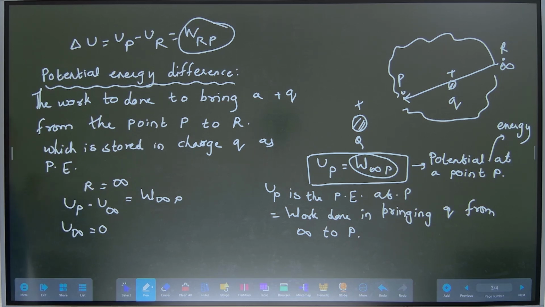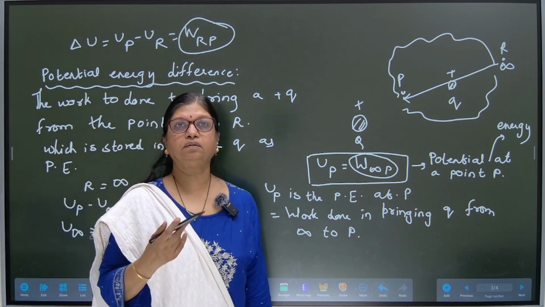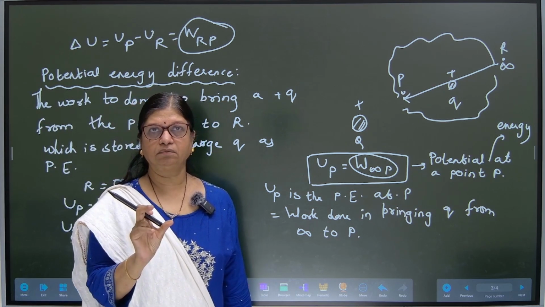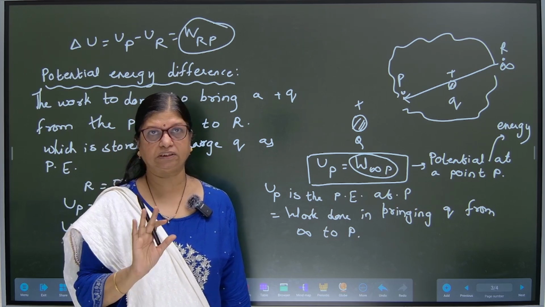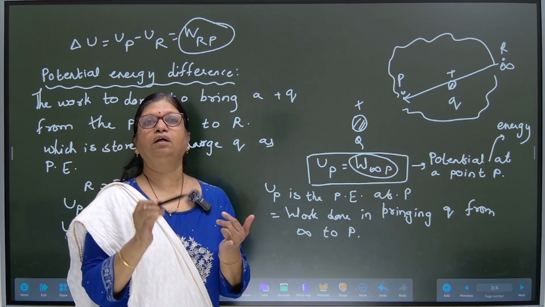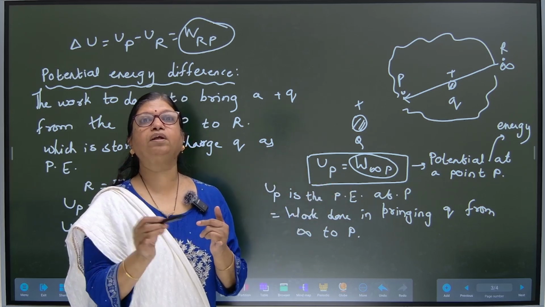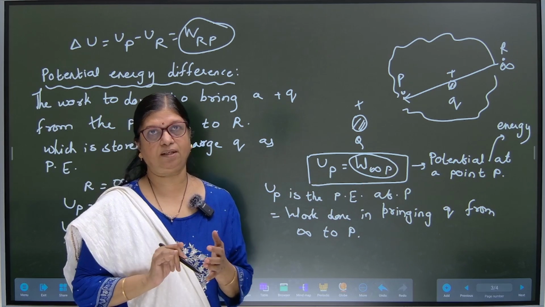Now, from the same concept, let us go to the second part of the chapter, that is, simply electrostatic potential. We have introduced electrostatic potential energy. We will now go from here only to electrostatic potential.